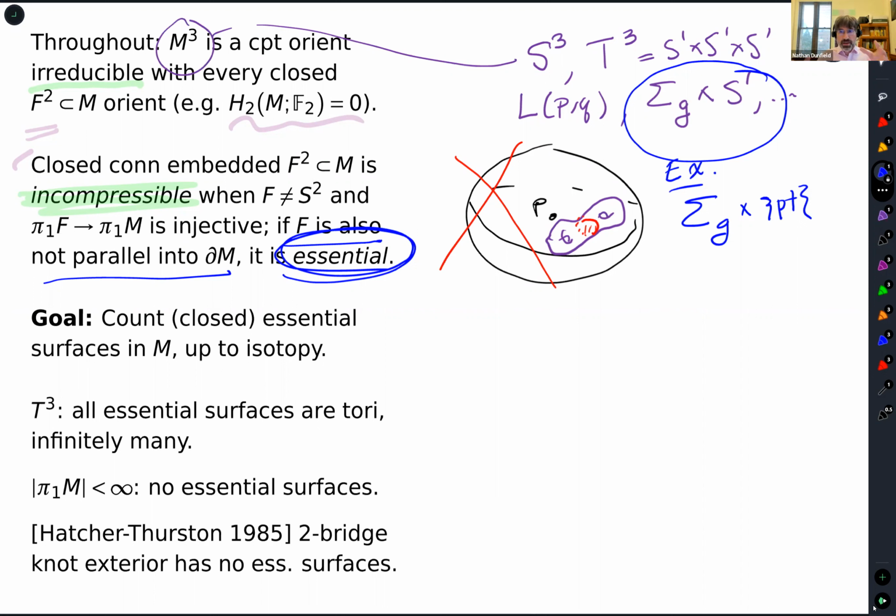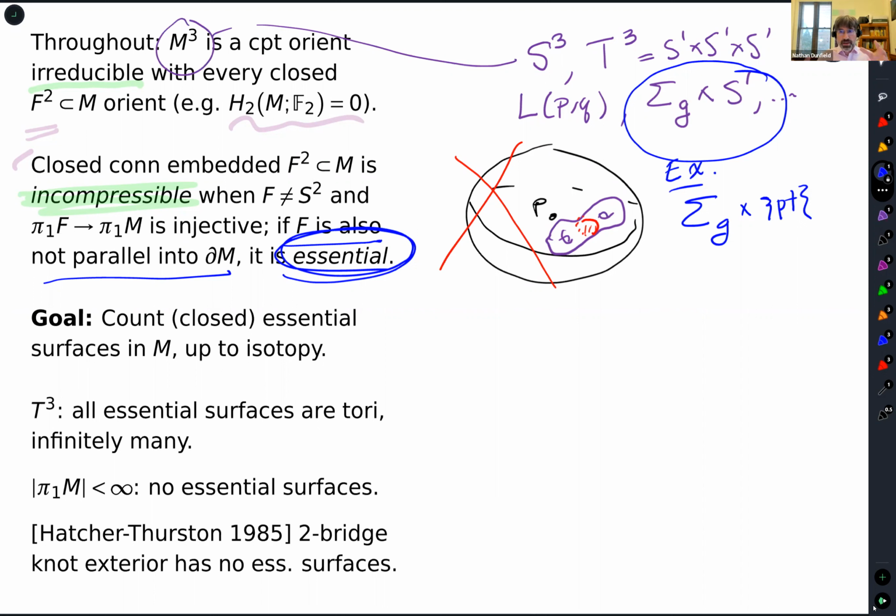Also S1 cross point cross S1. But in fact, it's really more symmetric than that. You can think of the 3 torus as the quotient of Euclidean space by a lattice of translations. And from that perspective, you see that every primitive second homology class is actually represented by a torus.